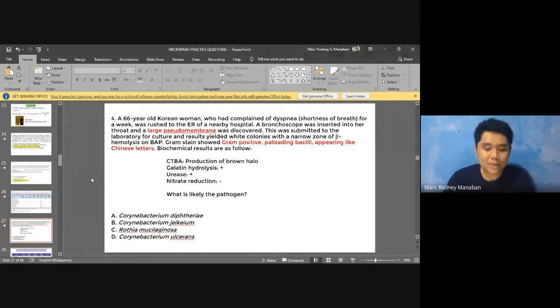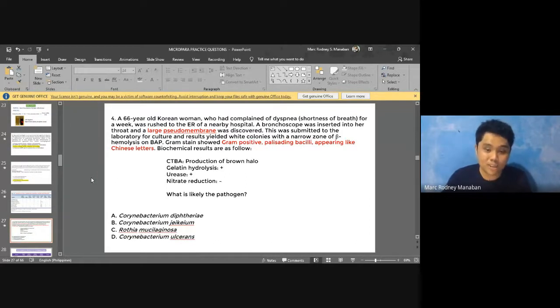Now we go to the different biochem tests. We start first with CTBA, your tellurite blood agar. On tellurite blood agar there is a brown halo. Which Corynebacterium species produce a brown halo on tellurite blood agar? You have C. diphtheriae, but remember that C. ulcerans and C. pseudotuberculosis have the same colonies. So it is narrowed down to these choices.